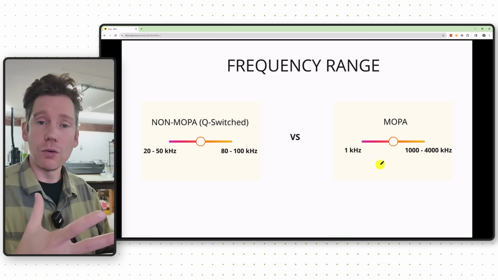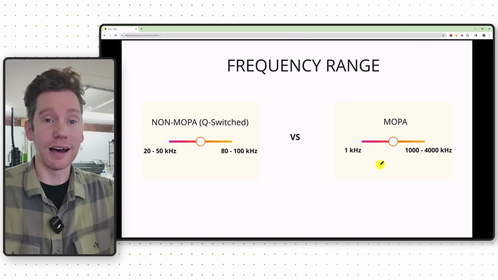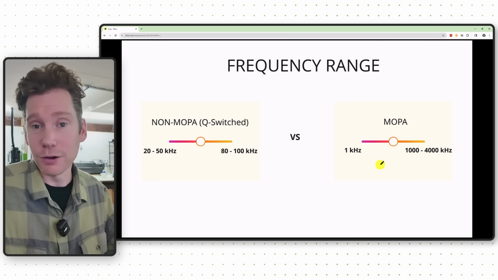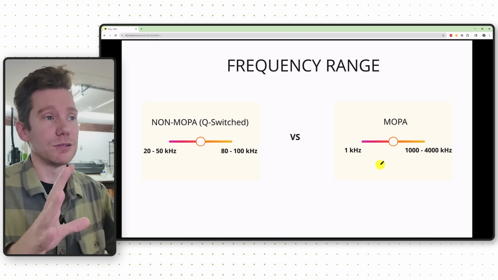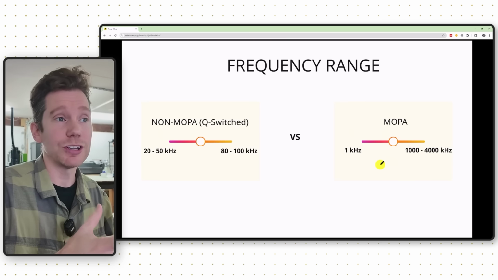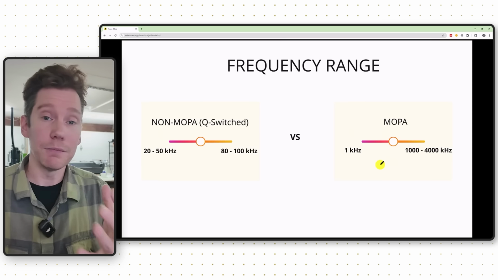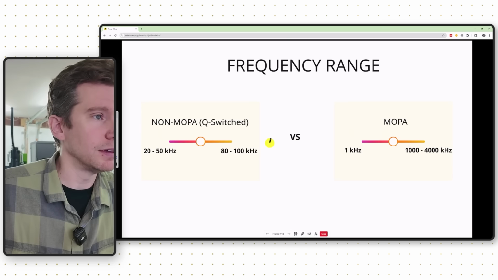Now, how do we know what frequency numbers we can put inside of those input boxes? Because, well, there's a lot of numbers out there, right? This is really going to break down to whether you have a non-MOPA or a Q-switched laser versus having a MOPA laser. Let's start over on the left-hand side with the non-MOPA.